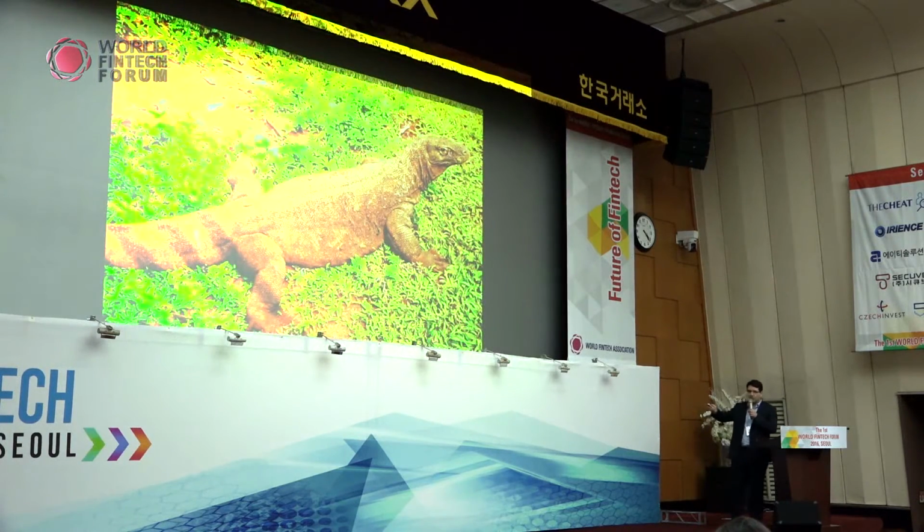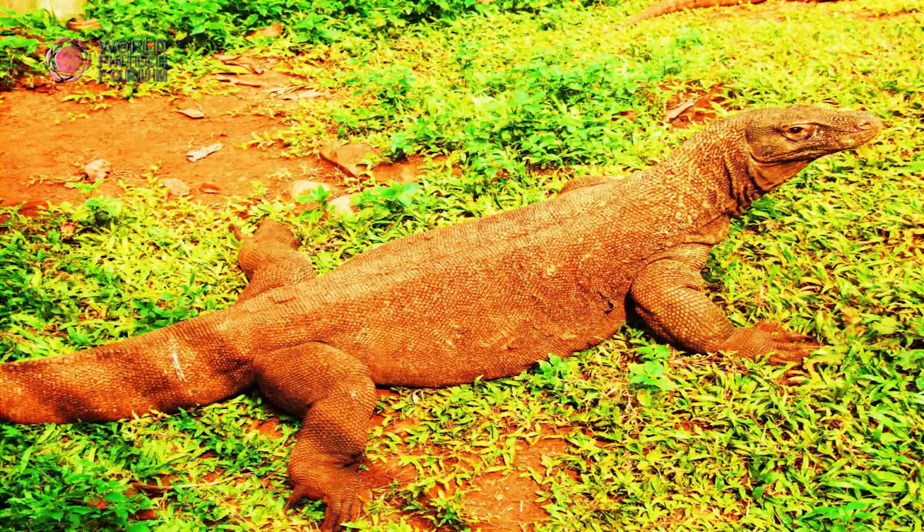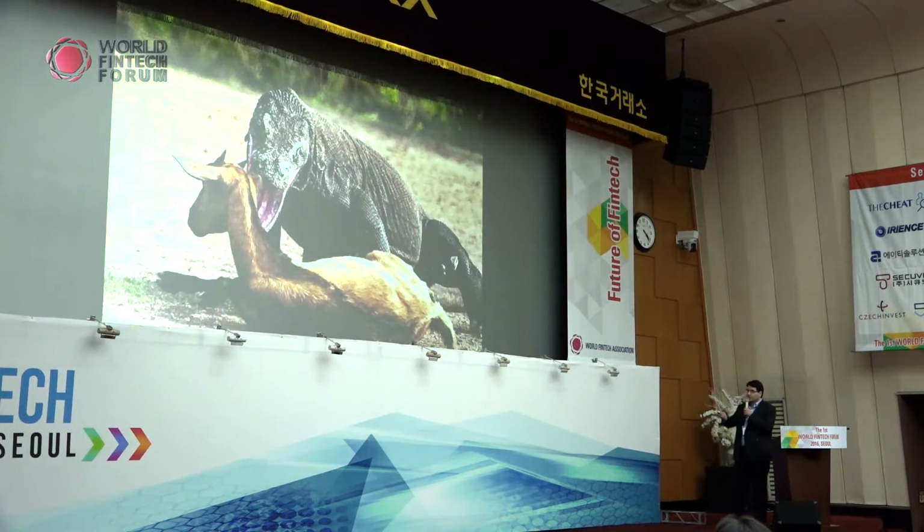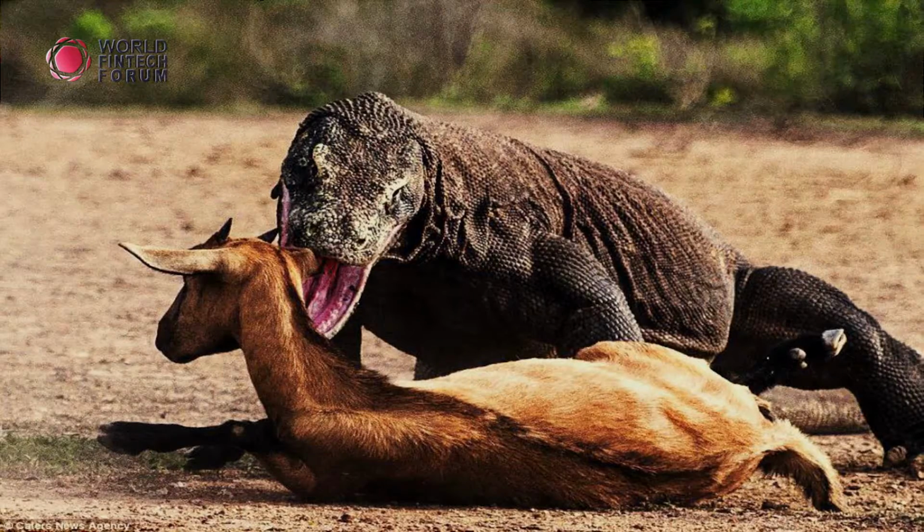Do you know the KOMODO dragon? It's a huge lizard. It lives in Indonesia and it can grow to 3 meters long. Okay? It eats meat and sometimes it even attacks people because it's 3 meters long. Okay? Here it's eating a goat. That is the Komodo dragon. So, let's see the model.